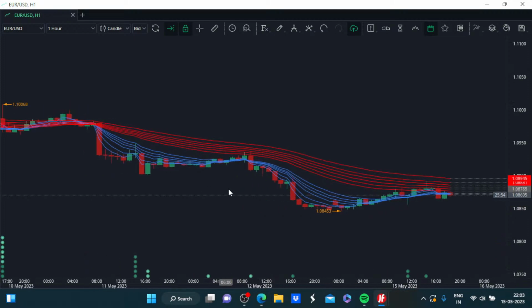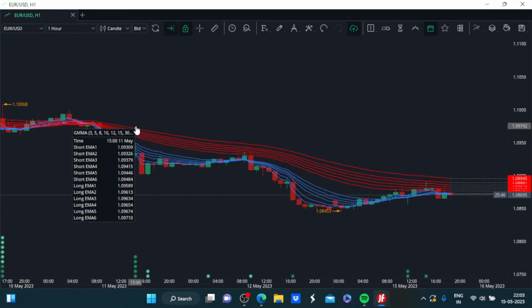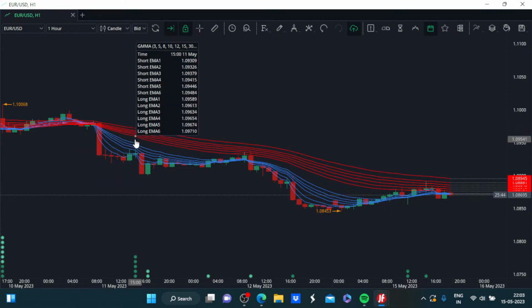And for figuring out the trend, you can simply look at the plotting. If all the short length EMAs are below the long length EMAs, that indicates bearishness.